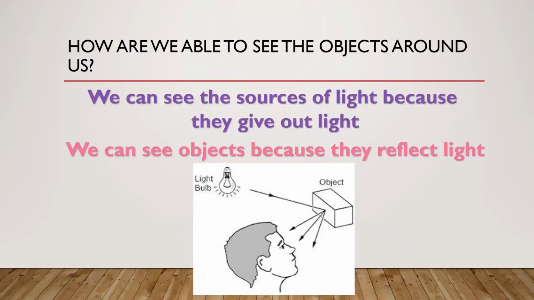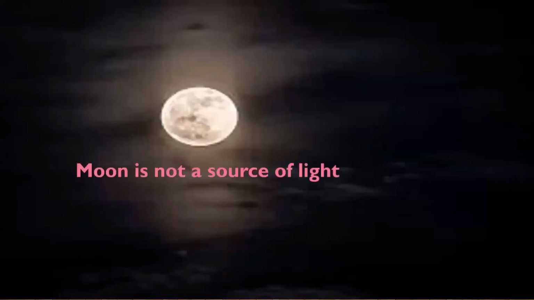Next up, students, please take note that the moon is not a source of light. It looks bright at night because it reflects the light from the sun. Therefore, the moon is not a source of light. However, it's an object that reflects the light from the sun.